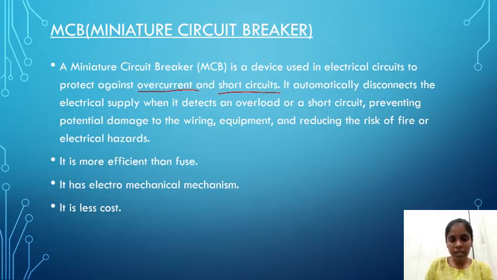To avoid these conditions, the MCB switches off the circuit and makes sure the circuit is in a safe condition. Here they mentioned it is more efficient than the fuse. In the case of a fuse, when there is a short circuit, the fuse melts off and we need to replace it with a new one. But in an MCB, there is no need to replace it. It automatically switches off and we manually switch on the circuit again.